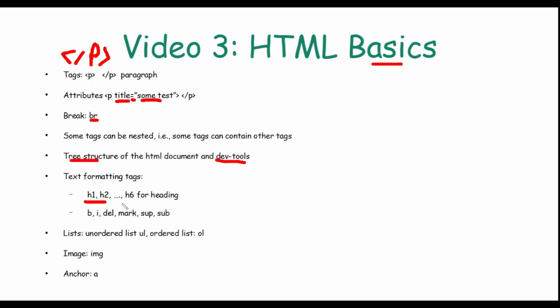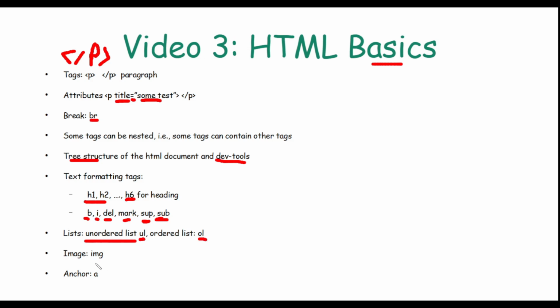We have tags starting from H1 till H6 for headings, and there are tags to make bold text, italic text, deleted, mark, superscripts, and subscripts. I will also show how we can make an unordered list of items using the UL tag, and then an ordered list of items using the OL tag.